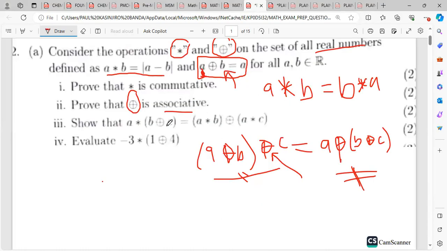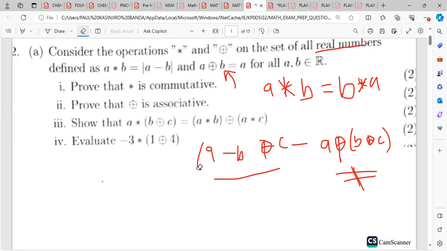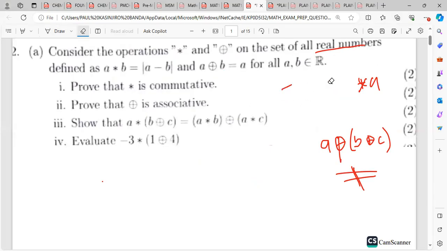What is it saying? It's saying show that A star B cross circle C is equal to that. So we are going to show that using the rules that we've been given there. Just simply apply the rules and you'll be able to get your answer.